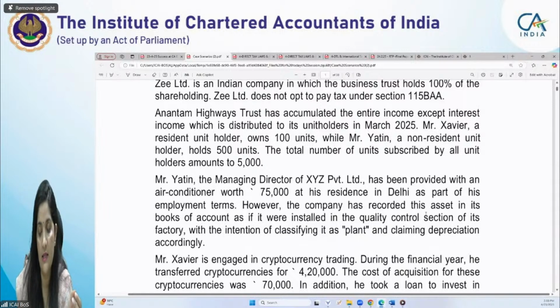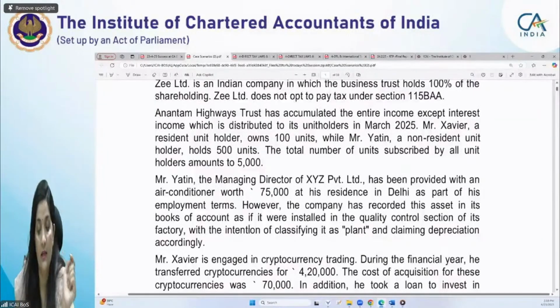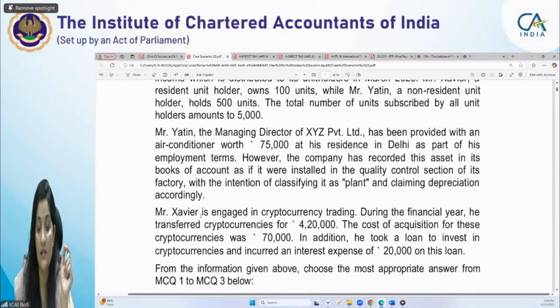However, the company has recorded this asset in its books of account as if it were installed in the quality control section of its factory, with the intention of classifying it as plant and claiming depreciation accordingly. Okay, so then Mr. Xavier is engaged in cryptocurrency trading. During the financial year, he transferred cryptocurrencies for rupees 4,20,000. The cost of acquisition for these cryptocurrencies was 70,000. In addition, he took a loan to invest in cryptocurrencies and incurred interest expenses of 20,000 on this loan.